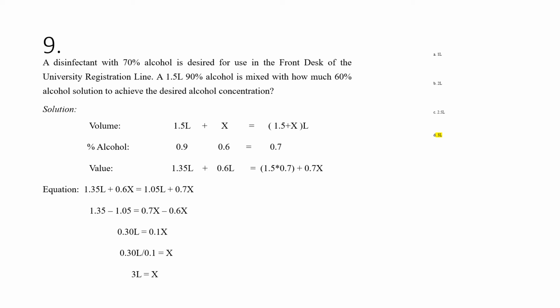So 1.35 minus 1.05 will give us 0.30 liters, and that's equal to 0.1X. Therefore, X will be equal to 0.30 liters divided by 0.1, and that's equal to 3 liters.